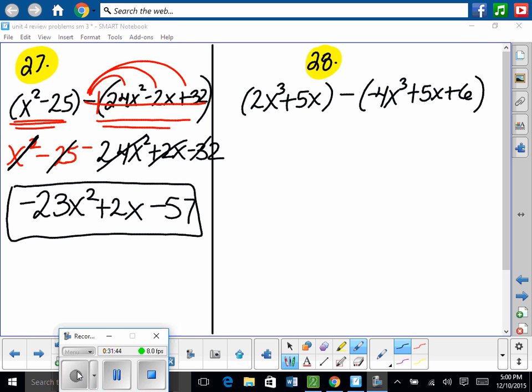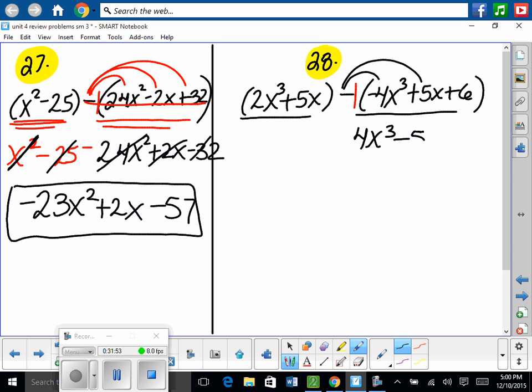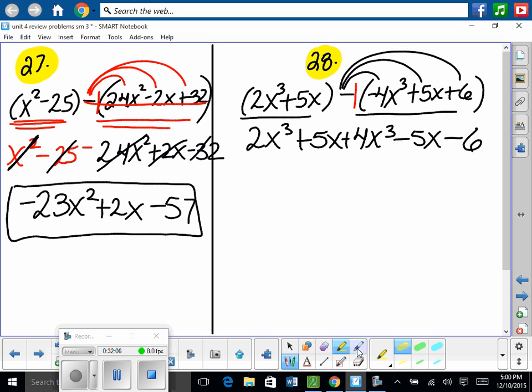Same thing here. We're taking this polynomial, subtract this polynomial. I like to write in my -1 and then distribute it through. So that'll be positive 4x cubed minus 5x and then minus 6. And we don't need those parentheses anymore. We'll drop the front thing down here and then combine like terms. So this is positive 4x cubed, so I write positive. Combine like terms starting with my highest degree here. And that's my x cubes, 2x cubes, plus 4x cubes is 6x cubes. 5x minus 5x is 0x's, so we don't write it, minus 6.